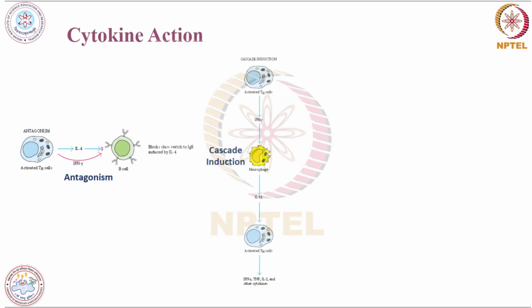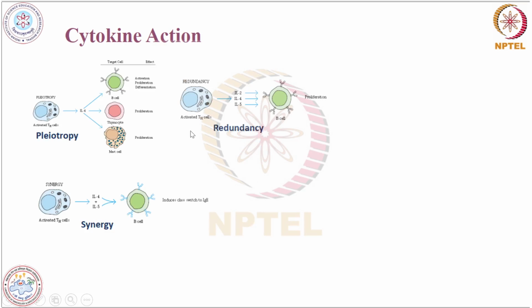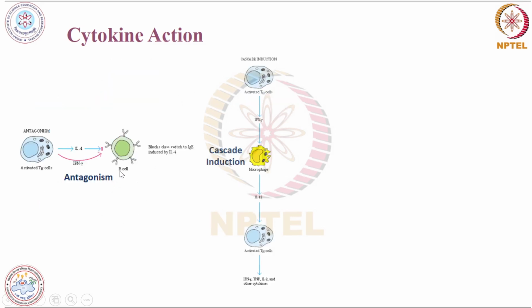Okay. And there are some other types of cytokine action. These were some good ones, with positive effects or positive functions. There are some other functions of cytokine action, that is antagonism and cascade induction. What are these? Antagonism and cascade induction. It is blocking that other cytokine, an inhibitory effect, a negative effect.